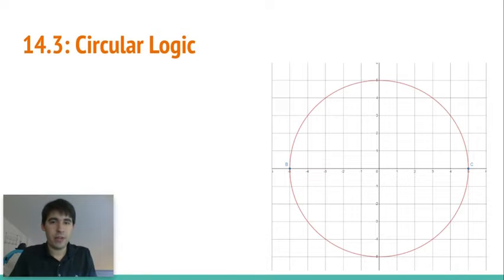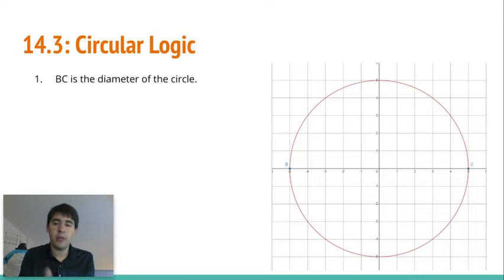14.3, circular logic. Here we're going to use algebraic techniques to prove a geometric property that we haven't seen before. We start off with a circle. First question, they talk about the points BC. What is that to the circle? Well, we know, since it goes from one end to the other and goes through the center, that is the diameter of the circle.